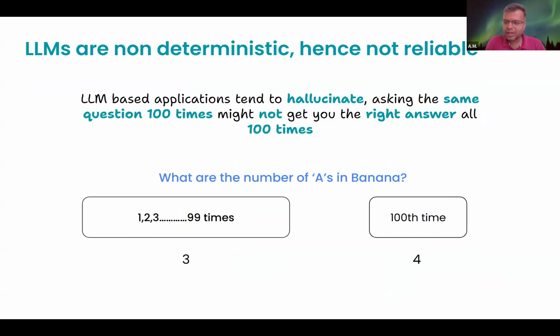So let's take a very, very simple example, right? I think all of us would have heard that LLMs tend to hallucinate. Even if you ask a very basic question, like what is the number of A's in a simple word, which is banana? It is likely that out of 100 times, 99 times you get the right answer, but the 100th time you might not get the right answer, right? And this is the very non-deterministic nature of LLMs that makes them non-reliable and unpredictable.